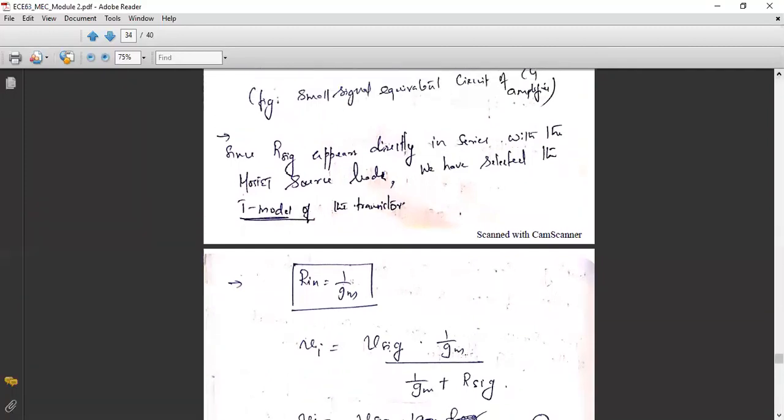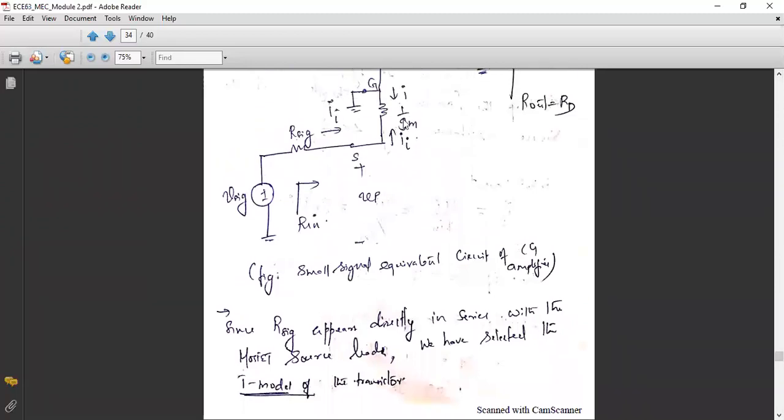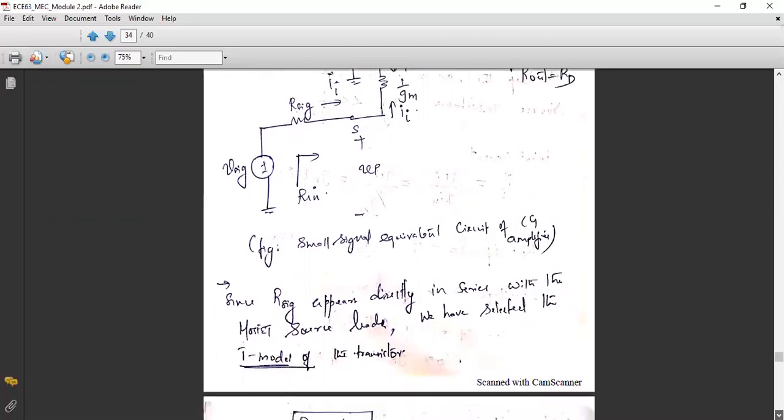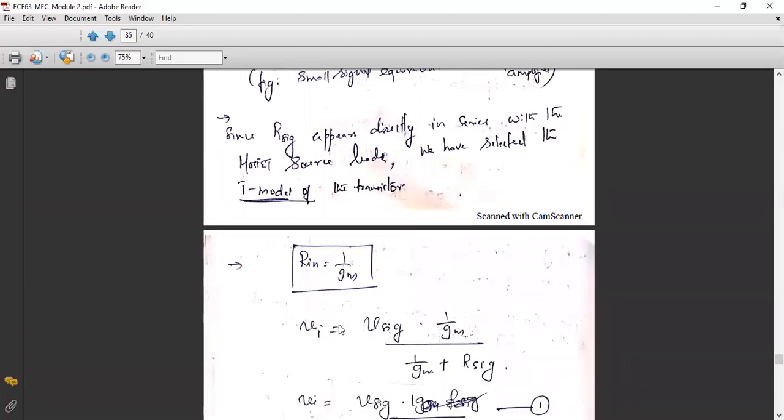At the source you have two resistances. One is Rs and the other one is 1 by gm. So you need to add these two. That is what is known as the voltage divider rule. I repeat, voltage divider rule means the voltage across one terminal is equal to the total voltage into the resistance connected across that terminal divided by the total resistance appearing in the entire network.